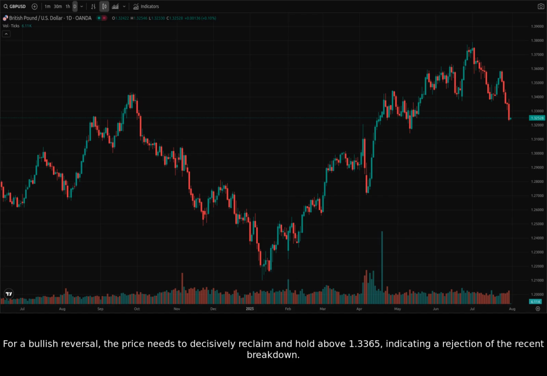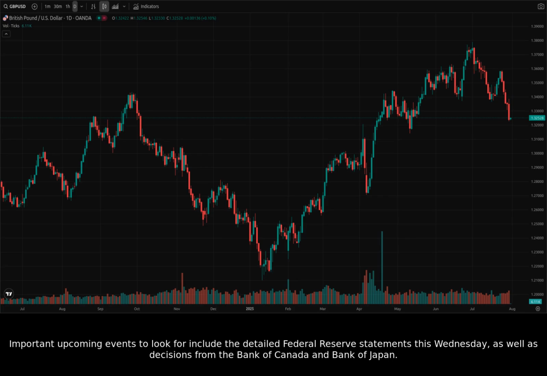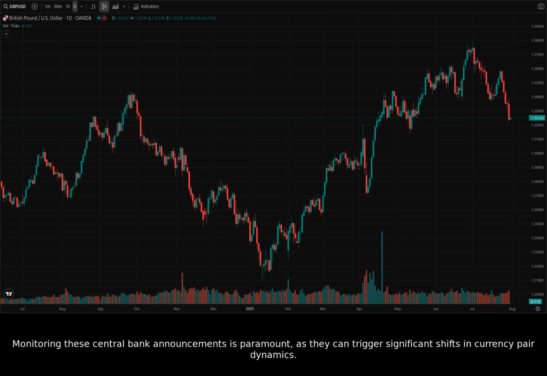For a bullish reversal, the price needs to decisively reclaim and hold above 1.3365, indicating a rejection of the recent breakdown. Important upcoming events to look for include the detailed Federal Reserve statements this Wednesday, as well as decisions from the Bank of Canada and Bank of Japan. Monitoring these central bank announcements is paramount, as they can trigger significant shifts in currency pair dynamics.